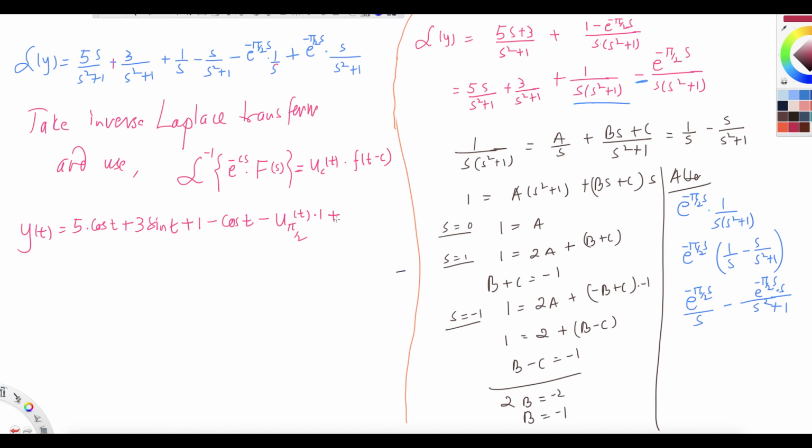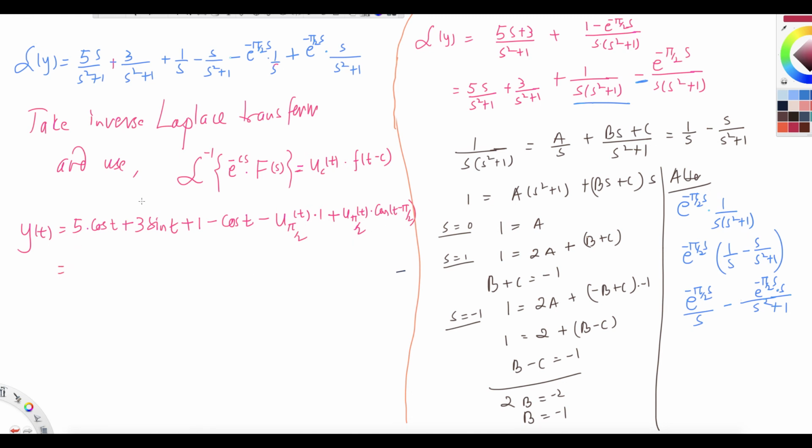That's what you get. u pi half t times 1. And then plus, how about here? It will be u pi half t times f of, so what is f of s? That's the uppercase F(s), the Laplace transform of cosine, right? It will be the function of lowercase, cosine t minus c, where c is pi half. So it will be cosine t minus pi half. That's what you get.